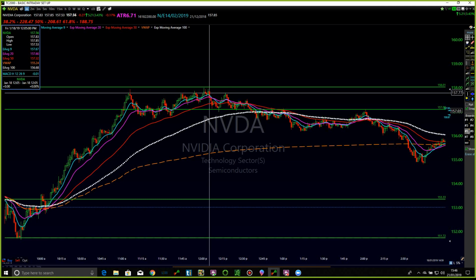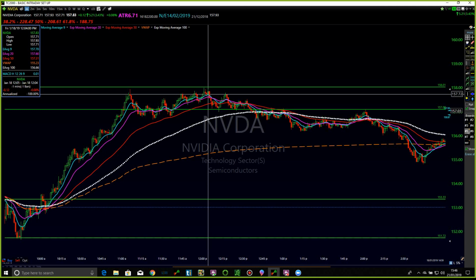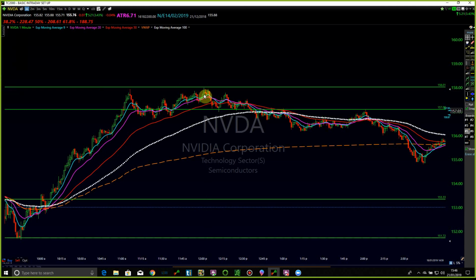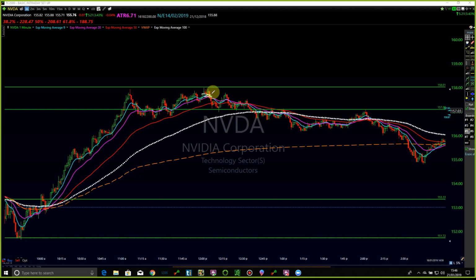157.80s, 78 to 80s. We didn't top tick it quite, but for Nvda, 20 cents off the top wasn't too bad. We took our entry here. We took entry on Nvda around here, just as it was off the top and crossing through the EMA 9. Risking off somewhere around here.